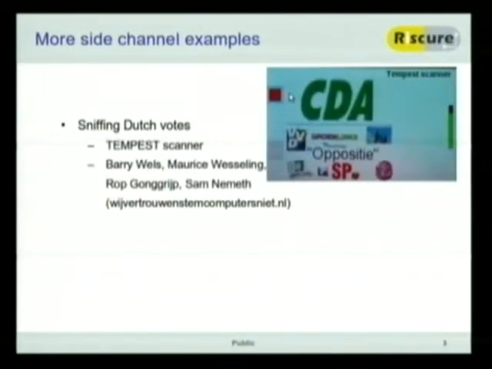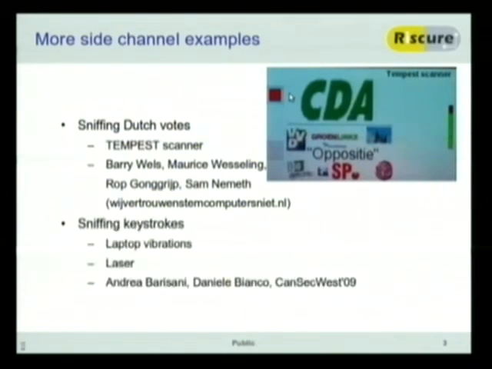On a more serious note, a couple of side channel attack examples from recent times. You may have heard of wij vertrouwen stemcomputers niet. I'm not going to try to pronounce that in English. Basically what they were able to do is to sniff off the air the votes that were cast on a certain electronic voting machine. And they just did this using the signals that the machine naturally produced. And, well, this is a nice TEMPEST scanner. And they showed that you can differentiate between votes on the CDA, which is a political party, or other parties. It's another example of a side channel.